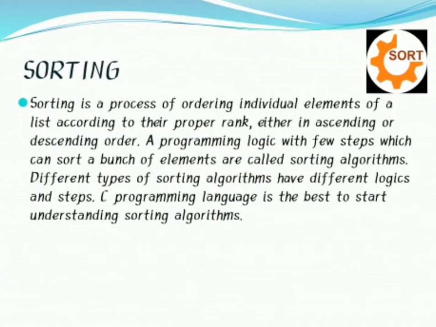First, let's discuss what sorting is. Sorting is a process of ordering individual elements of a list according to their proper rank, either in ascending or descending order. For example, if we are given an array of elements in some irregular manner, arranging them in a particular order is nothing but sorting. A programming logic with a few steps which can sort a bunch of elements is called a sorting algorithm. Different types of sorting algorithms have different logics and steps.